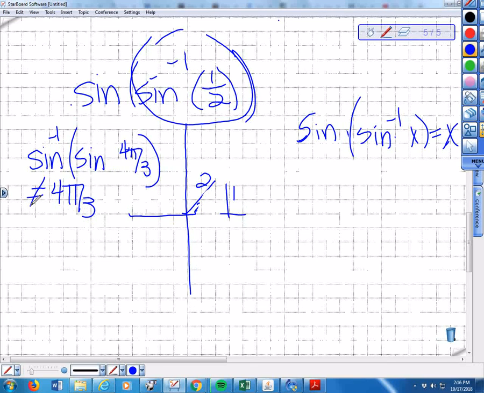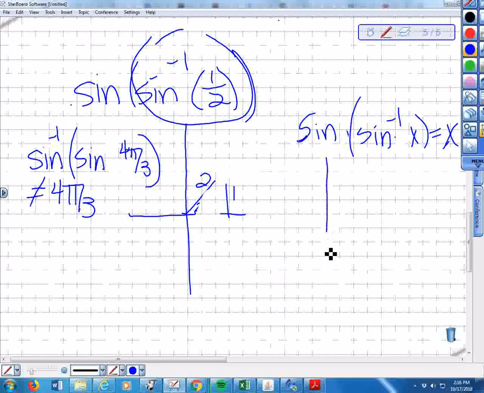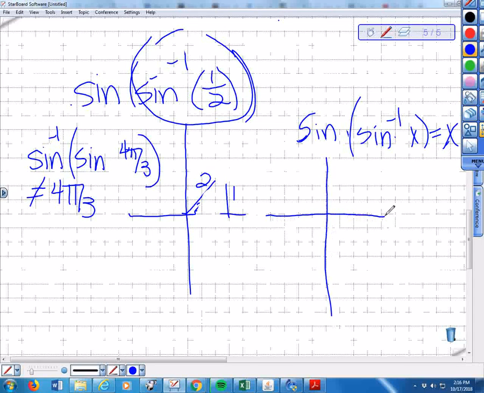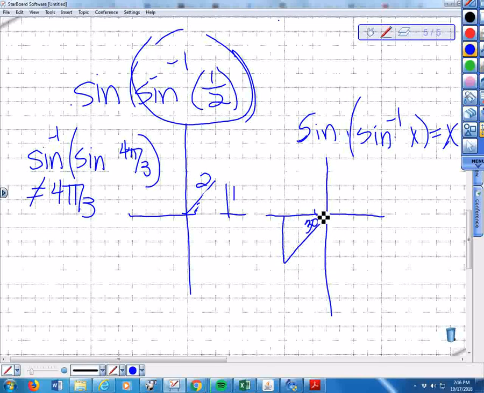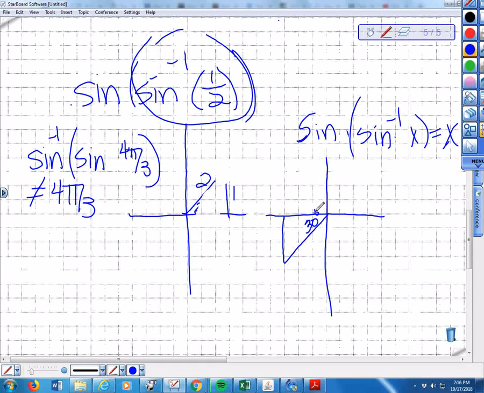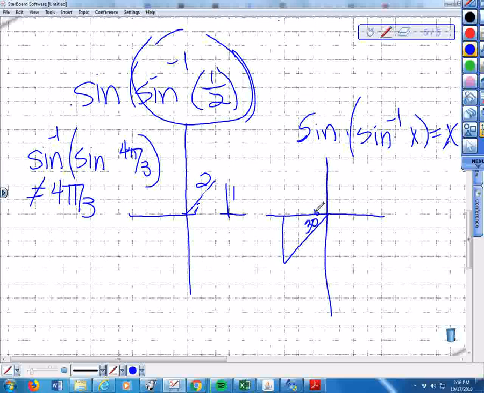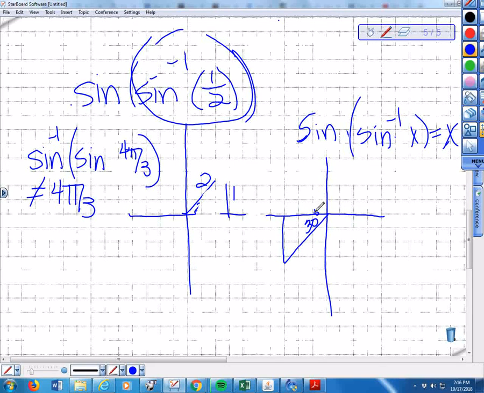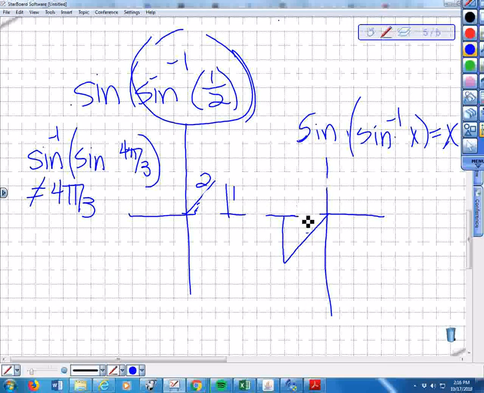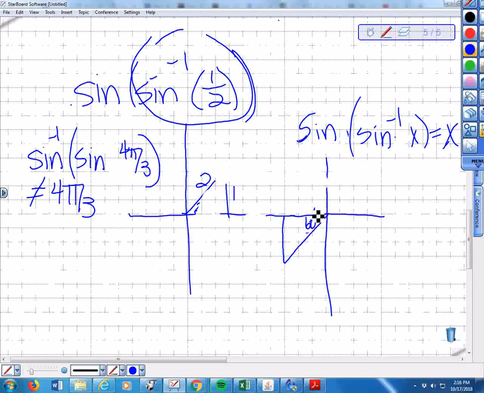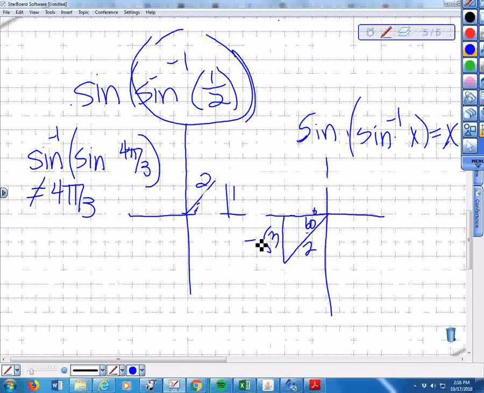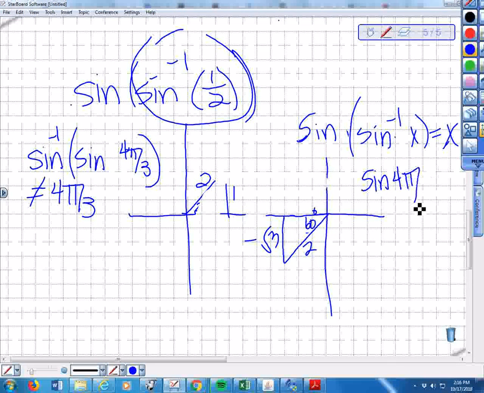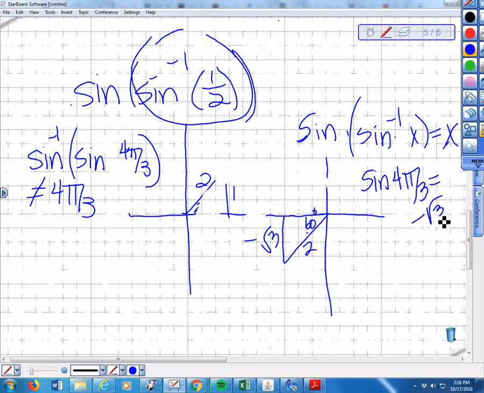So what I do is I figure out what sine of 4 pi over 3 is. Well, 4 pi over 3 is this angle, 30 degrees, right? Everybody with me on that? Or is it 60? It's 60, isn't it? Pi over 3. Sine, then, is the square root of 3 over 2, and it's negative. Okay? So the sine of 4 pi over 3 is negative square root of 3 over 2.